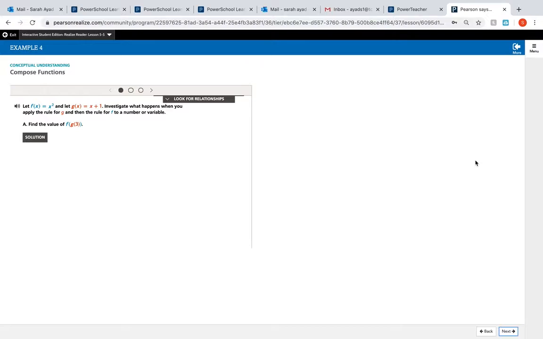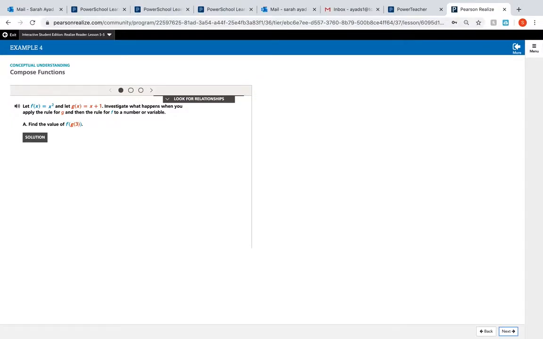Today we're going to be talking about composition of functions, and this is going to be a little bit new, and a lot of this is used in pre-calc, so it's a really important topic. So here we see f of x is x squared and g of x is x plus 1. And it says investigate what happens when you apply the rule for g and then the rule for f to a number or a variable. So find the value of f of g of 3.